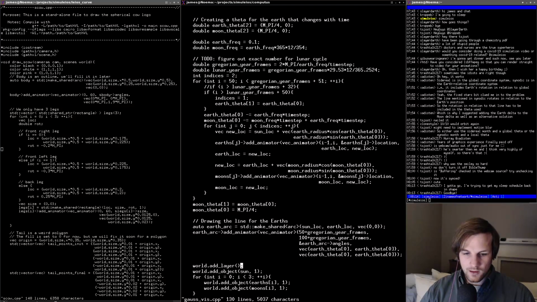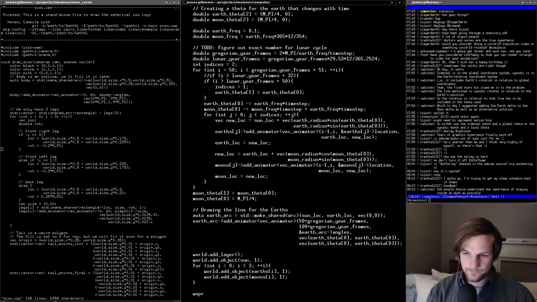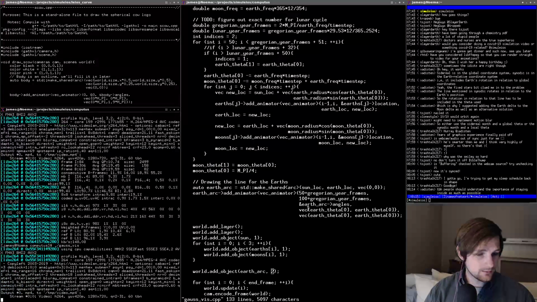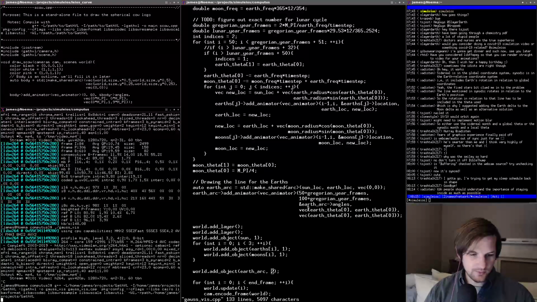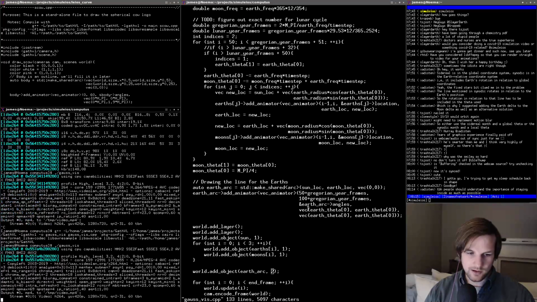Okay. So we're going to add object, and then the last object we want to add is going to be world.add object. We'll do world.add object, and then we're going to do Earth arc. Okay. And actually what I want to do is add a layer, and we're going to add this to the top layer. This should in principle compile. Boom, look at that compilation. And we're going to run it.